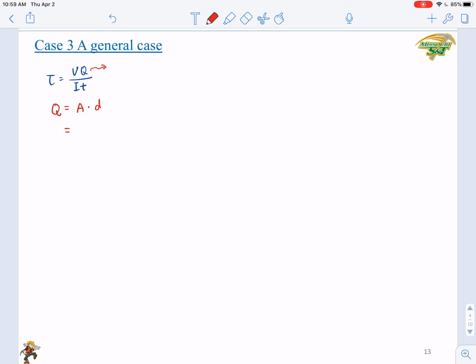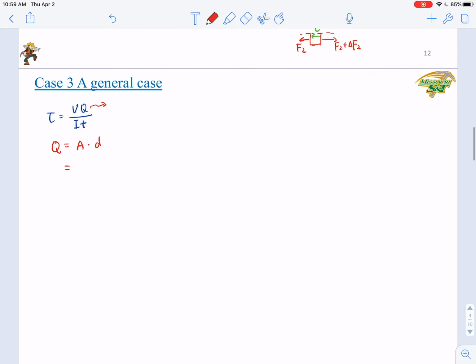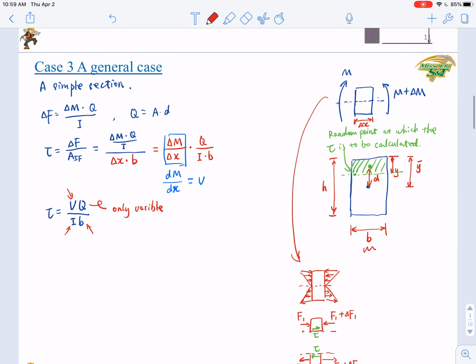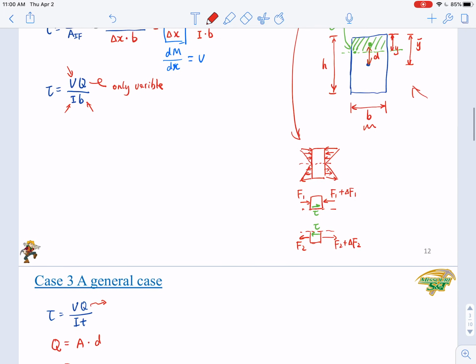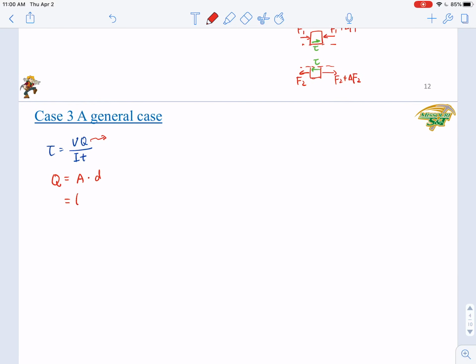And the A, look at the figure here. What is the A? The green colored area. What is the area? It's B by Y, right? It's determined by the location, Y, where we're determining the shear force, the shear stress. So the area equals B by Y.